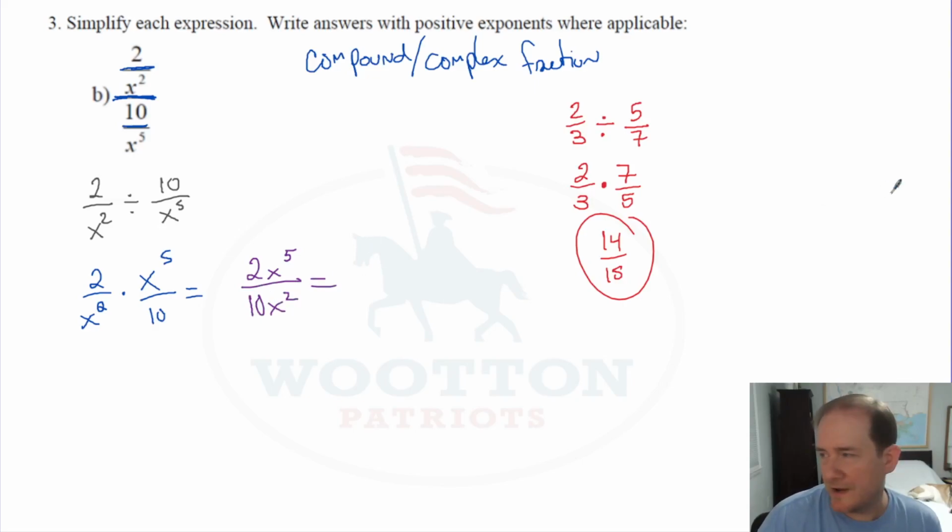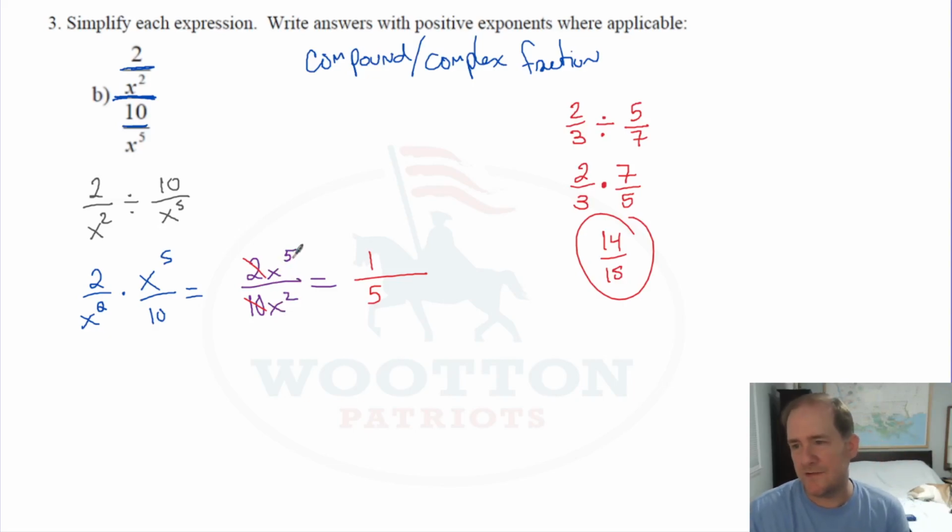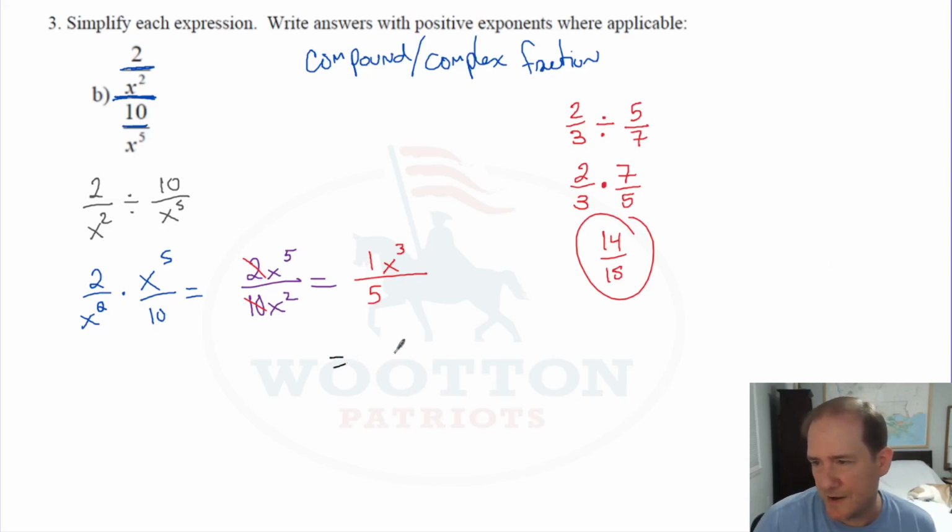And then from here, I can reduce these constant coefficients. This reduces down to 1/5. So this would be 1 over 5. And then I can reduce these x's. The fact that there's 2 x's in the denominator, 5 x's in the numerator, means 2 of them will cancel 2 of these, leaving me with 3 in the numerator, x cubed. So we're looking at a final answer here of x cubed over 5.